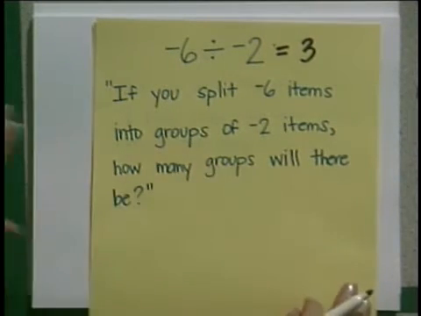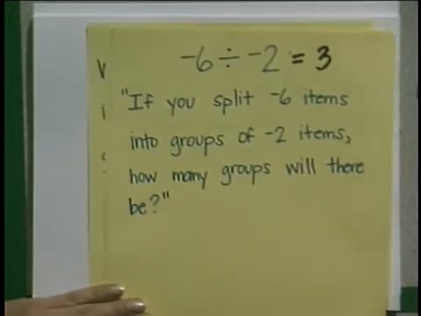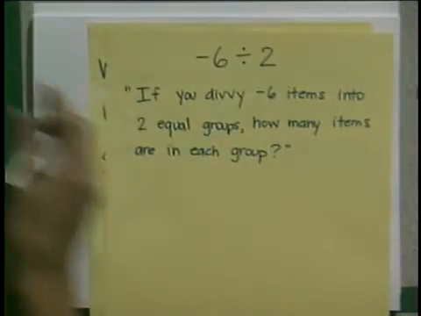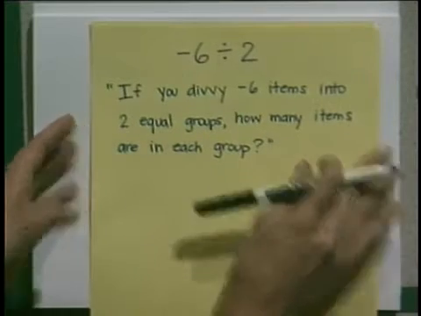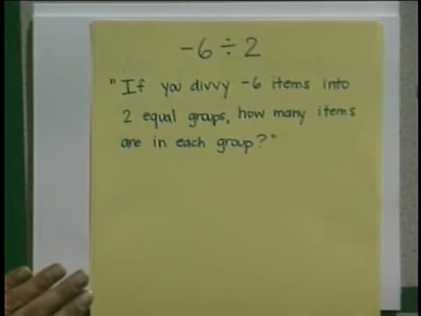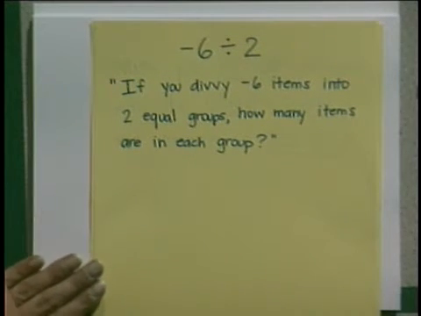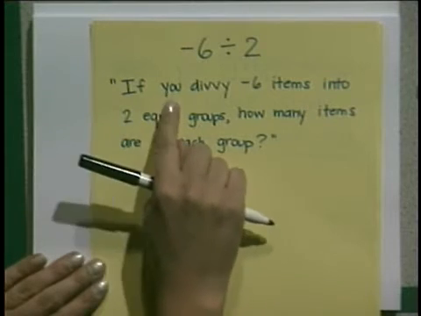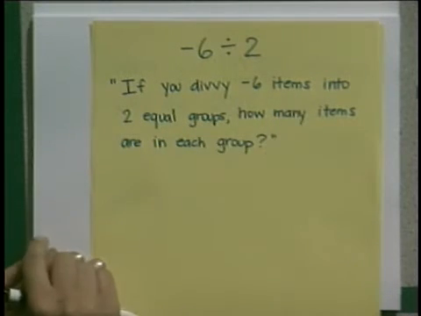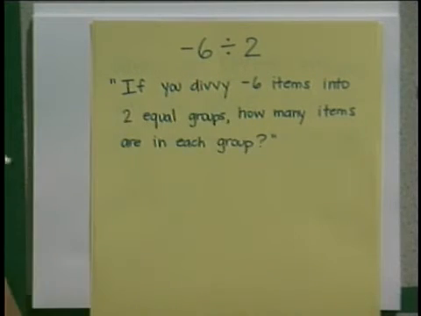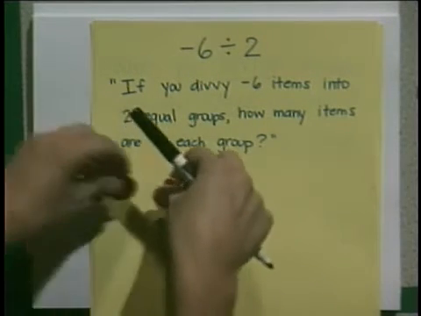Moving on, our next problem, we have a negative 6 divided by a positive 2. And the question that we're going to ask here is, if you divvy negative 6 items into 2 equal groups, how many items are in each group? So our question is a little different this time. We're going to begin again by modeling our first integer, which is negative 6 with 6 red integer chips.